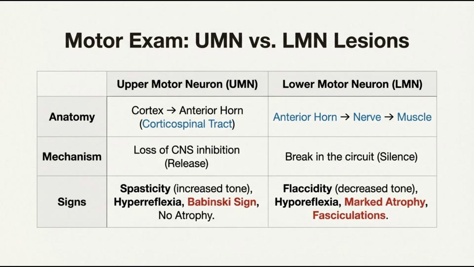Got it. Now, the UMN lesion, the executive is dead, but the manager and the muscle are still connected. What happens there? This is the fascinating part. The executive's job isn't just to say go. A huge part of its job is to say stop. The cortex sends constant inhibitory signals down to the spinal cord to dampen the reflexes. It keeps the spinal cord calm and in check. So if you cut that wire, if the executive dies, all that inhibition is lost. The spinal cord becomes hyperactive. It's what we call a release phenomenon.